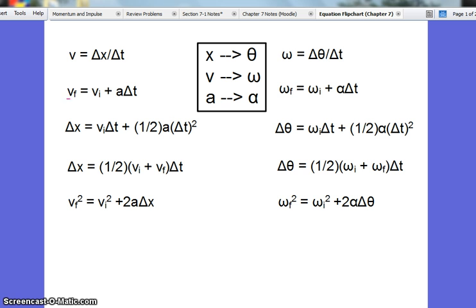It's still final velocity equals initial velocity plus acceleration times the time. Displacement equals initial velocity times time plus 1/2 acceleration times time squared. Displacement is equal to 1/2 the initial velocity plus the final velocity times the time. And final velocity squared equals initial velocity squared plus 2 times acceleration times displacement. All these equations are exactly the same because they are not new concepts. They're still the same idea, only now it's applying to rotation.